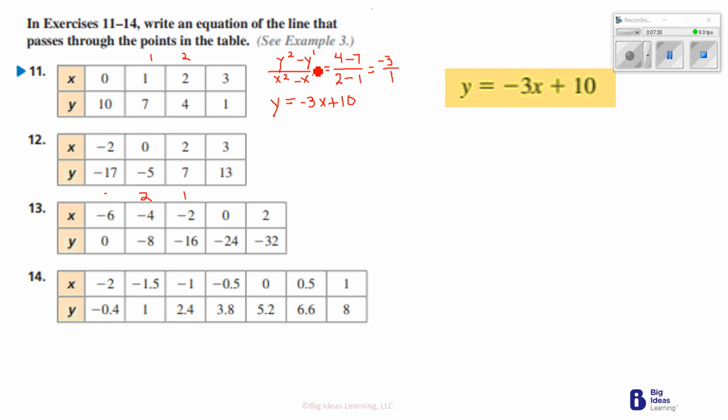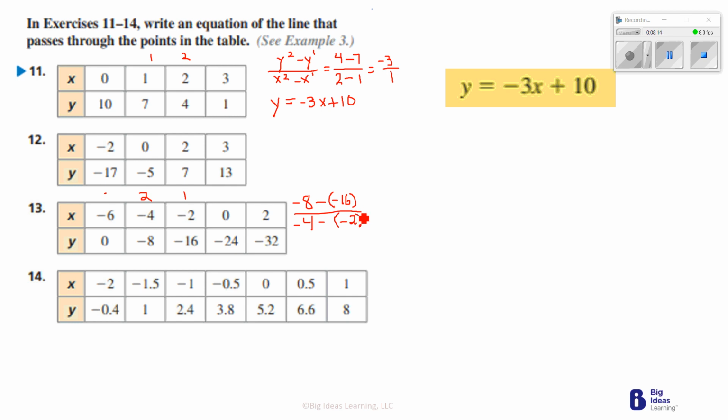So we're following this same format here. My y2 is going to be negative 4. Oh, I'm sorry, that's my x2. I totally messed that up. Let me go back before I confuse you anymore. Okay, so my y2 is going to be negative 8 minus my y1, which would be negative 16. Then my x2 is going to be negative 4 minus my x1, which would be negative 2.